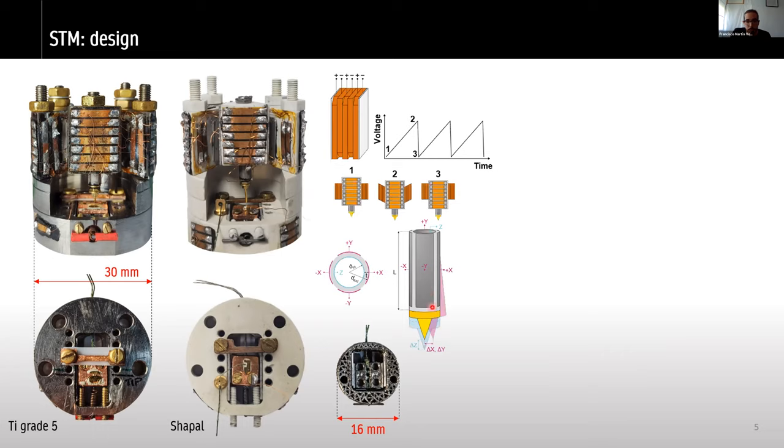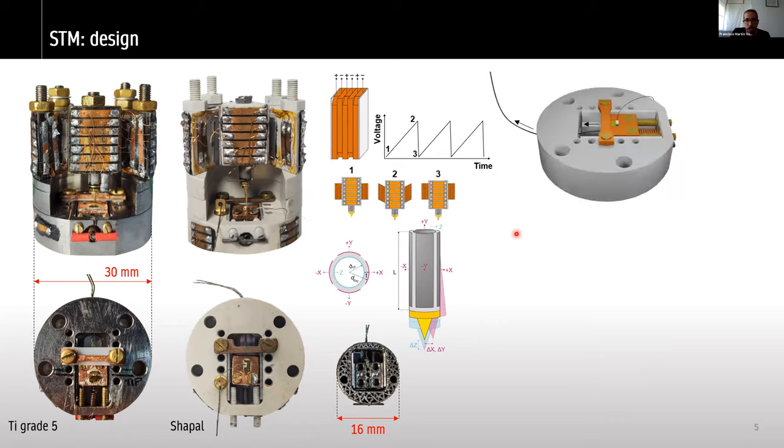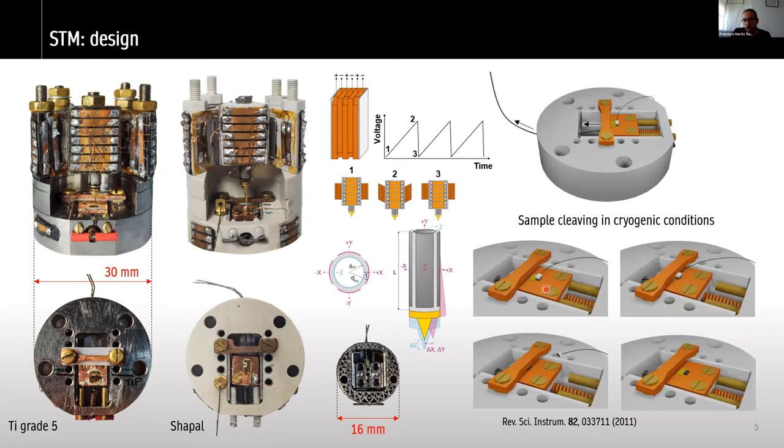The tip is mounted on a piezoelectric tube that allows for the fine vertical and horizontal movement of the tip. And with these stacks of piezoelectric materials, we can move the tip macroscopically in the vertical direction. The sample holder is mounted on a sliding piece that we can control from the outside. This way, we can mount more than one sample in the same sample holder, and more interestingly, it allows us to cleave the samples in cryogenic conditions.